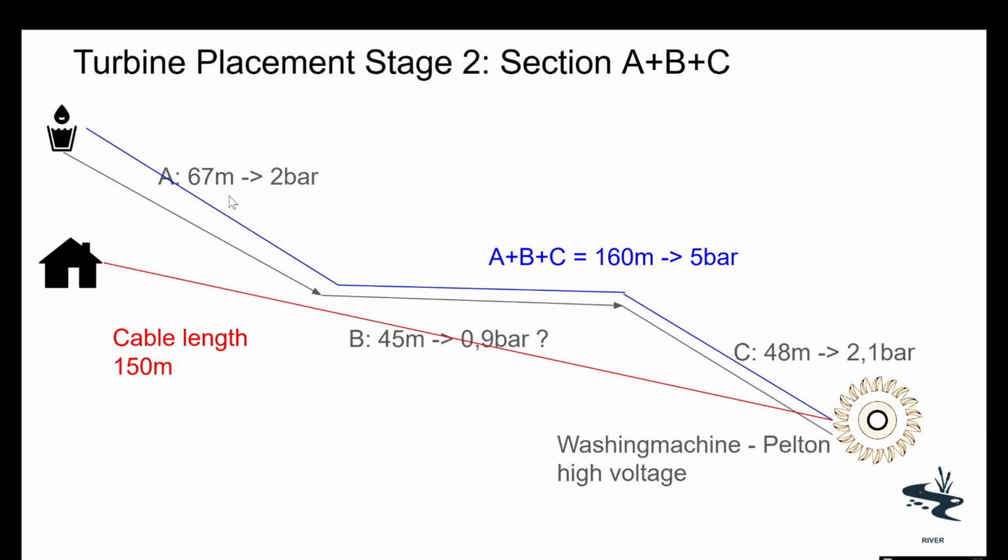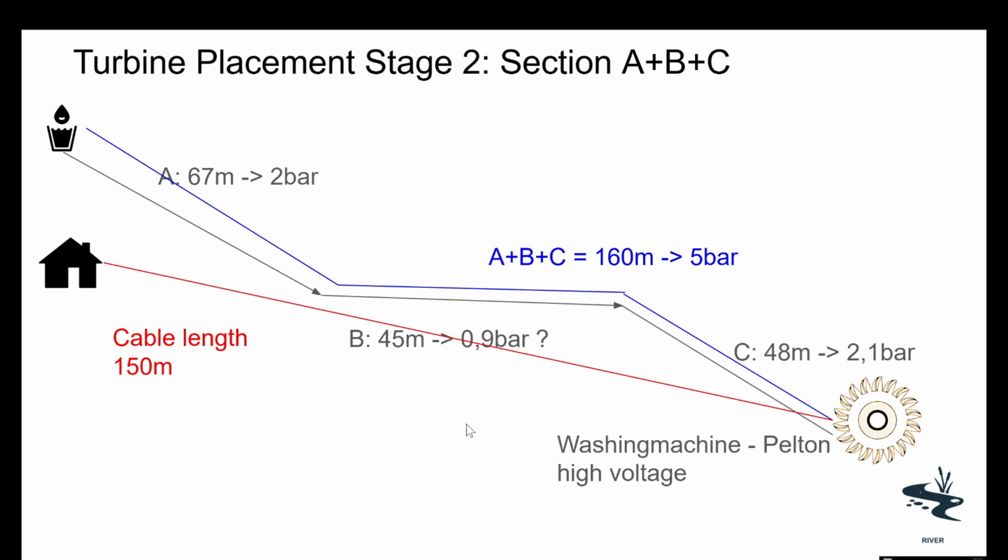Section A plus section B plus section C brings us to a pipe length of 160 meters and a total pressure of 5 bar, or a head height of 50 meters. This would be pretty much taking the whole potential. But it also comes with a much higher cable length, which is especially critical with low voltages. So at this point, I wouldn't take the hoverboard Pelton with low voltage.